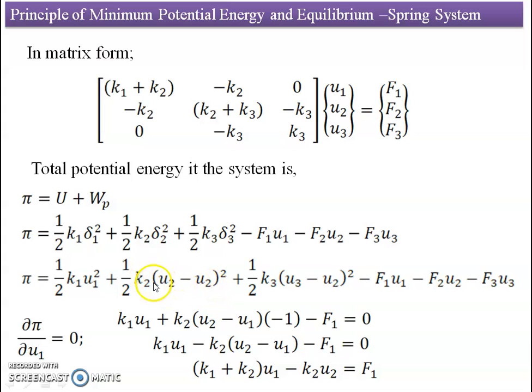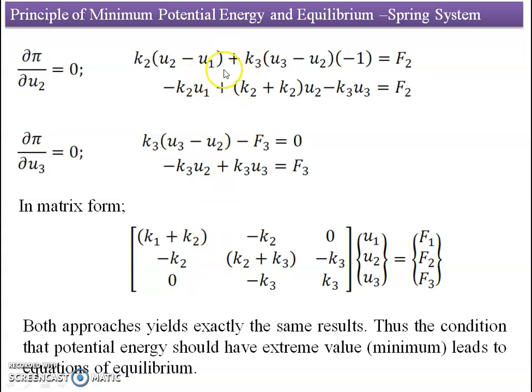But we are going to differentiate with U2. U2 will yield a positive value, that's why we will consider it as 1. In the second case, U3 minus U2 has the negative component because the square gets cancelled, and in bracket the derivative of U2 will yield minus 1. If I rearrange the equation, I will get: minus K2 U1 plus (K2 plus K3) into U2 minus K3 U3 equals F2.